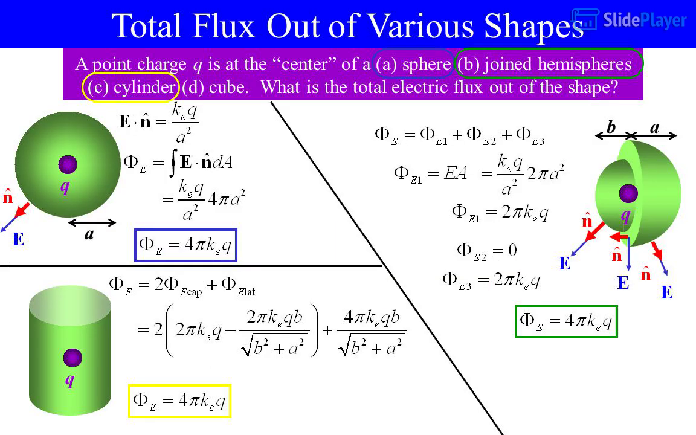Total flux out of various shapes. A point charge Q is at the center of A, a sphere, B, joined hemispheres, C, a cylinder, D, a cube. What is the total electric flux out of the shape?